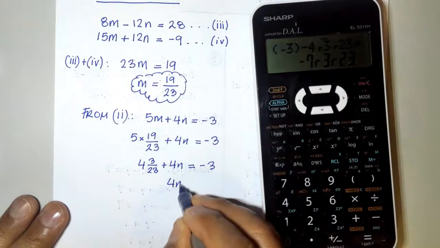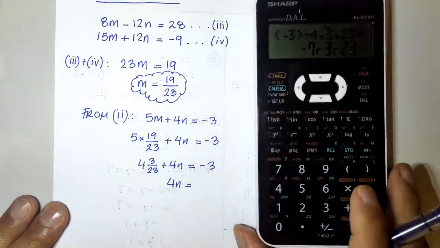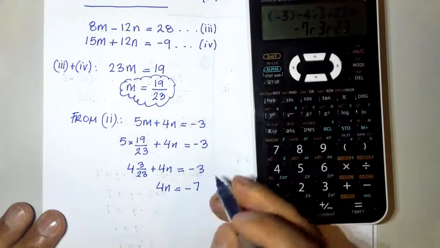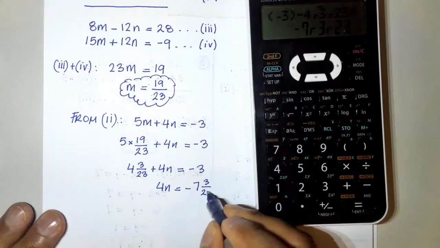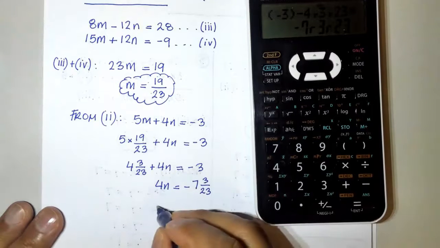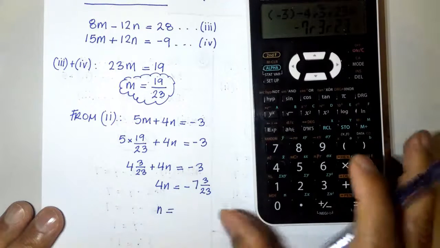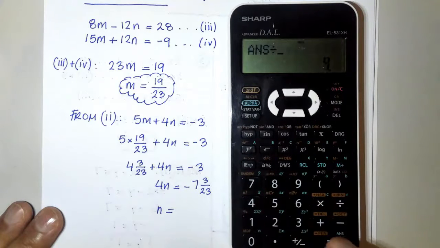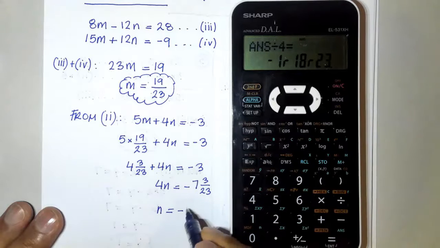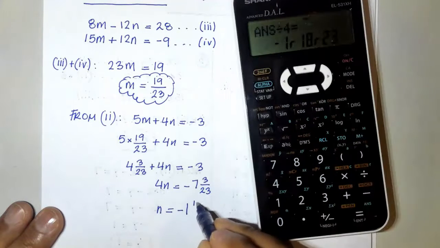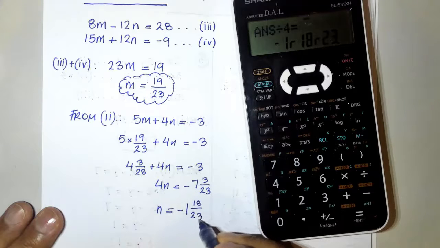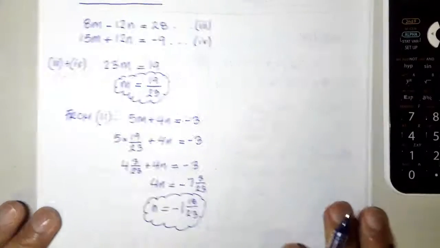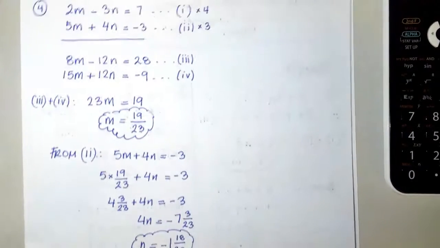So we got 4n is equal to negative 7 and 3 on 23. And then we are going to divide this number by 4. So divide by 4, and the answer is negative 1 and 18 over 23. Okay, so that is the answer for this question.